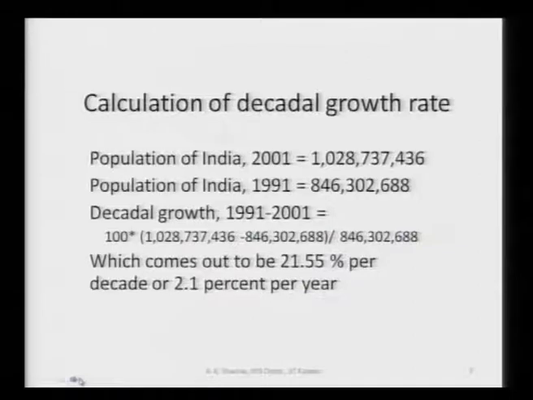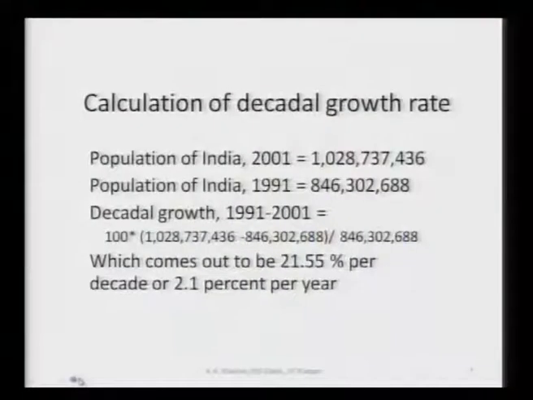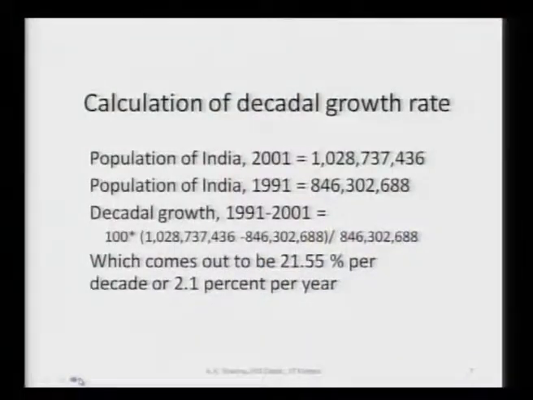Now, these calculations show that the decadal growth rate of India's population between 1991 and 2001 was 21.55%. In other words, population of India increased by 21.55% in 10 years time between 1991 and 2001. In per year terms, we can say that the population of India on the average between the 91 and 2001 censuses increased at the rate of 2.1% per year. This is what we call decadal growth rate.